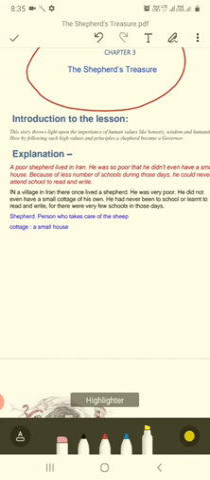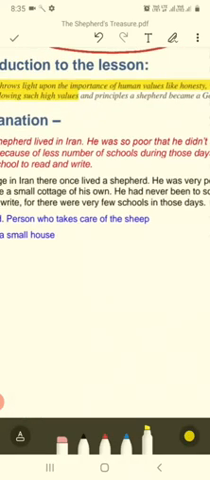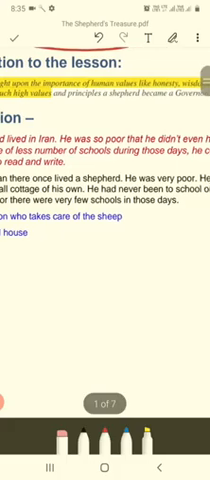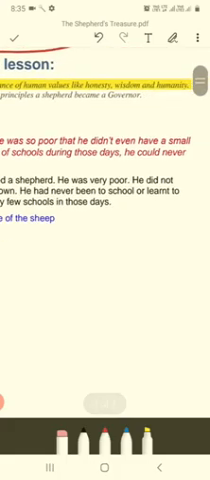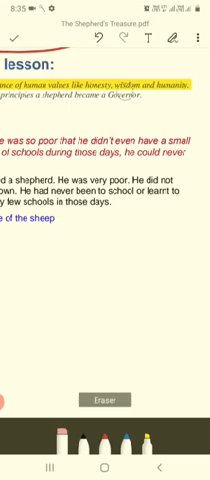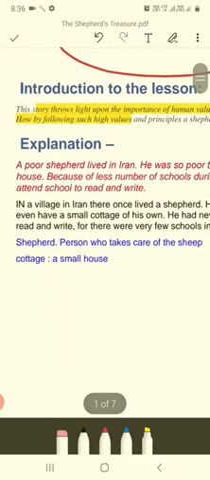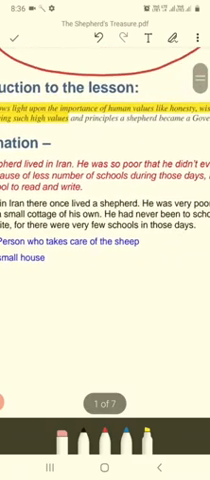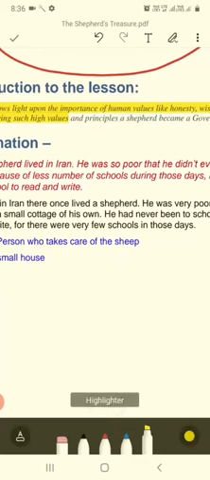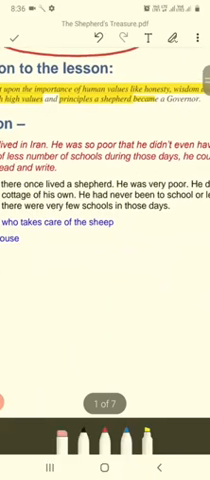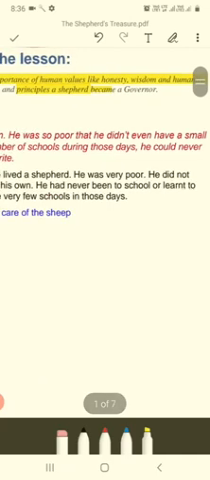Initially we have the introduction to the lesson, right? This story throws light upon the importance of human values like honesty, wisdom, and humanity, right? How, by following such high values and principles, the shepherd became what? He became a governor, is what we learned, right?